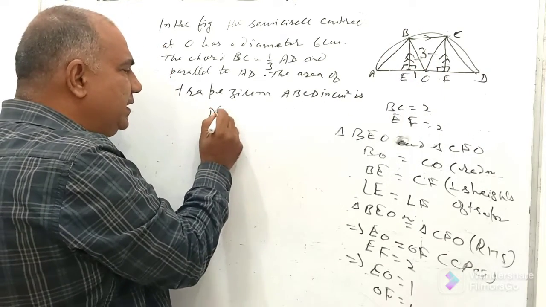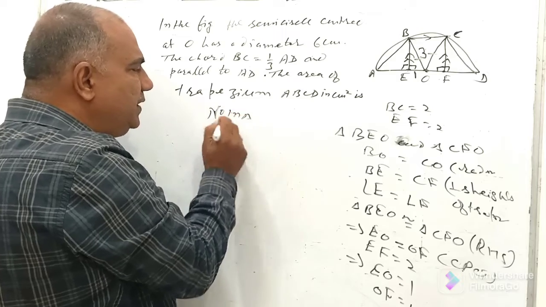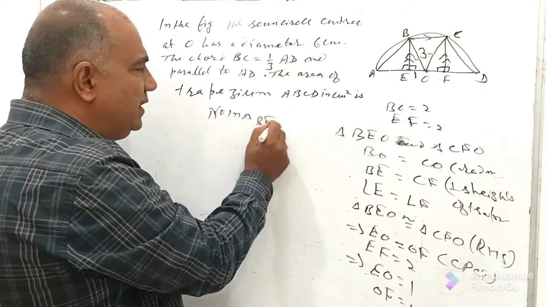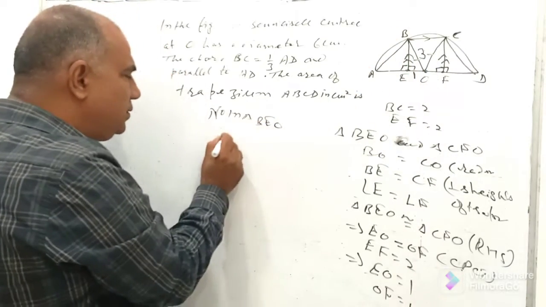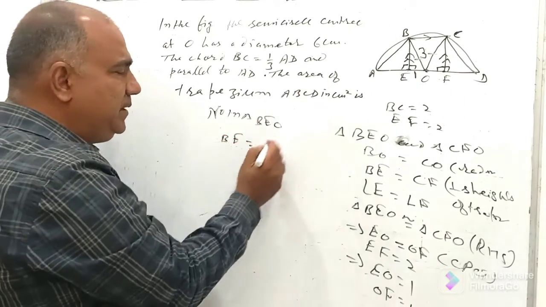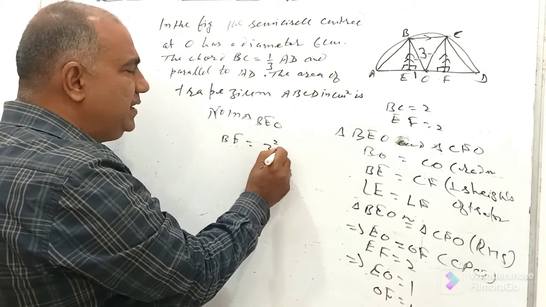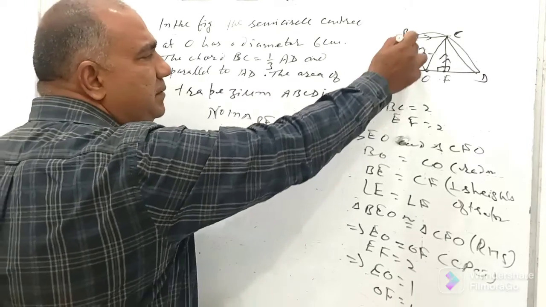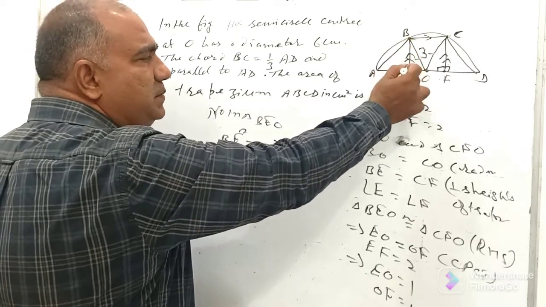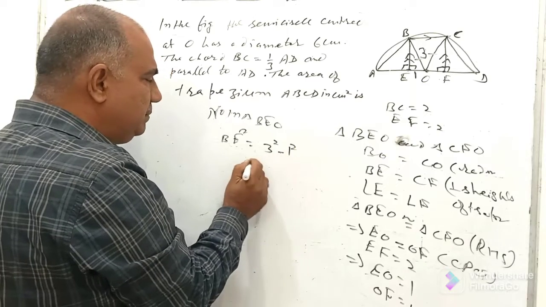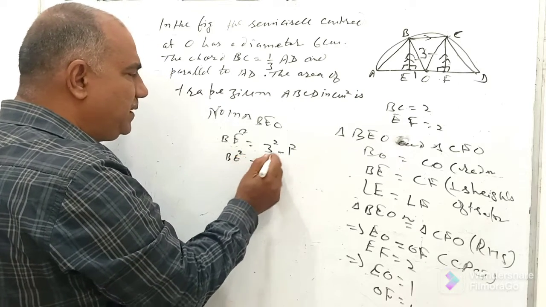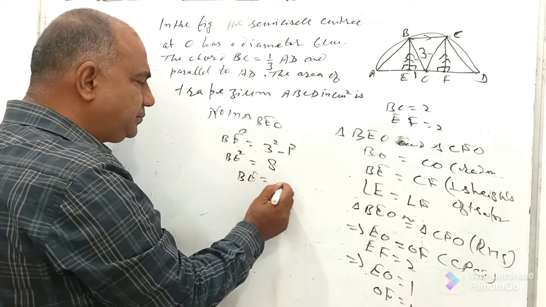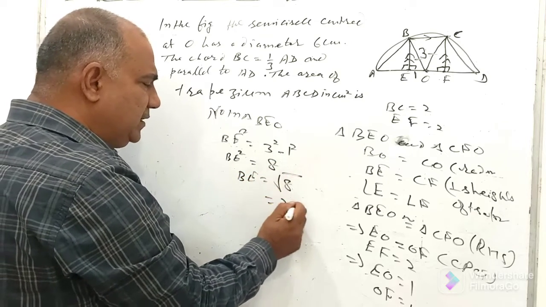Now in triangle BEO, we can find out BE, and that will be the square of 3 minus the square of 1. By Pythagoras, the square of BE will be the square of the hypotenuse minus the square of the other side. So BE square comes out to be 9 minus 1, which is 8, and BE comes under root of 8, that is 2 under root 2.